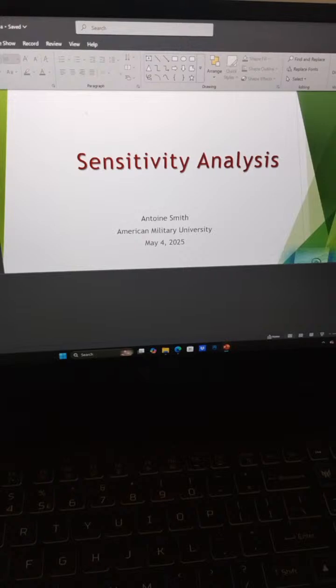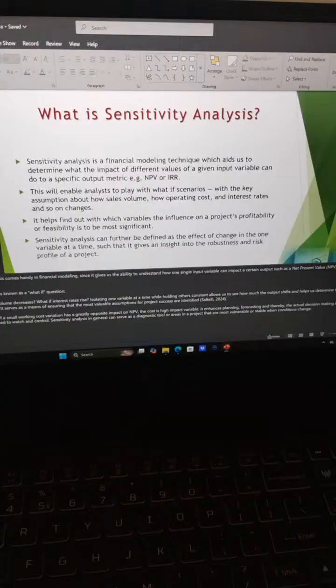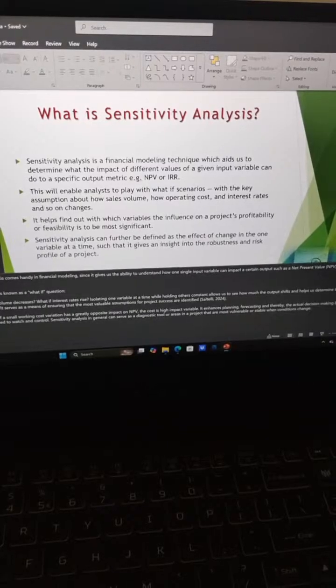University. Today's topic is a brief synopsis of sensitivity analysis. What is sensitivity analysis? Basically, it's a financial modeling technique which we use to determine what impacts different values of a given variable can have on specific output metrics. This will enable analysts to play what-if scenarios with key assumptions about how sales volumes, operating costs, interest rates, and so on change.